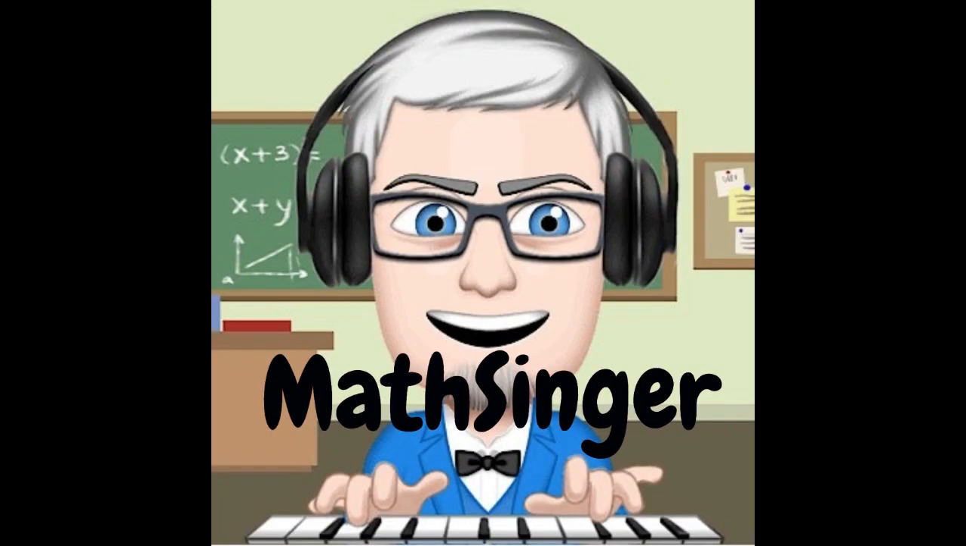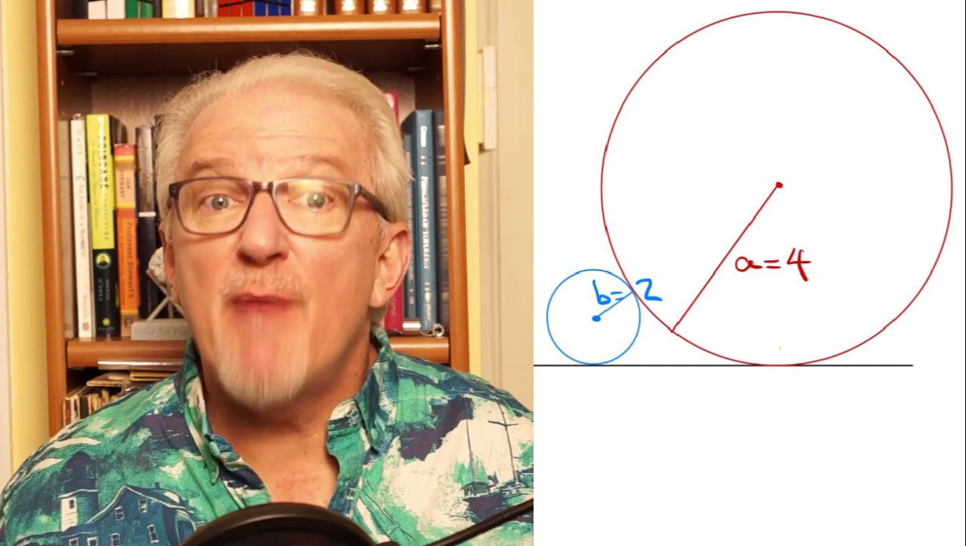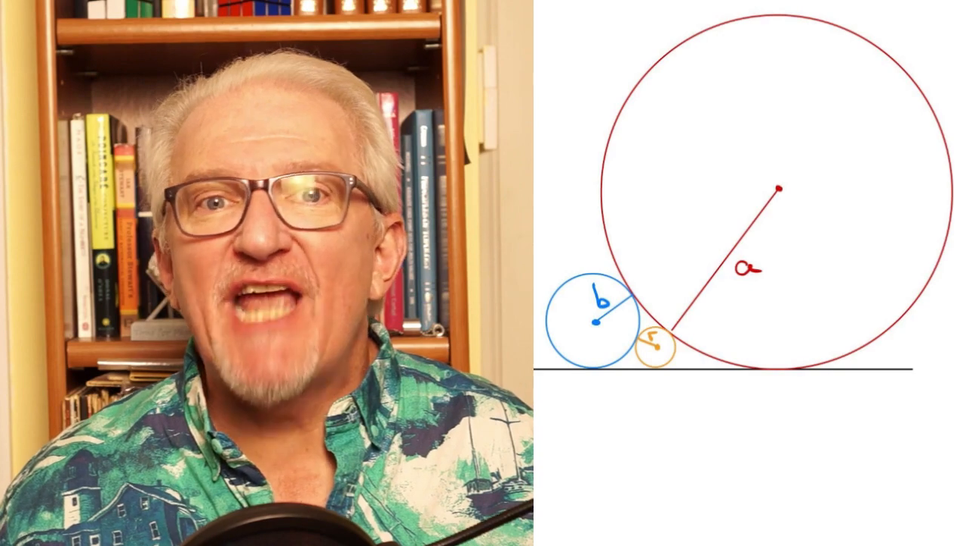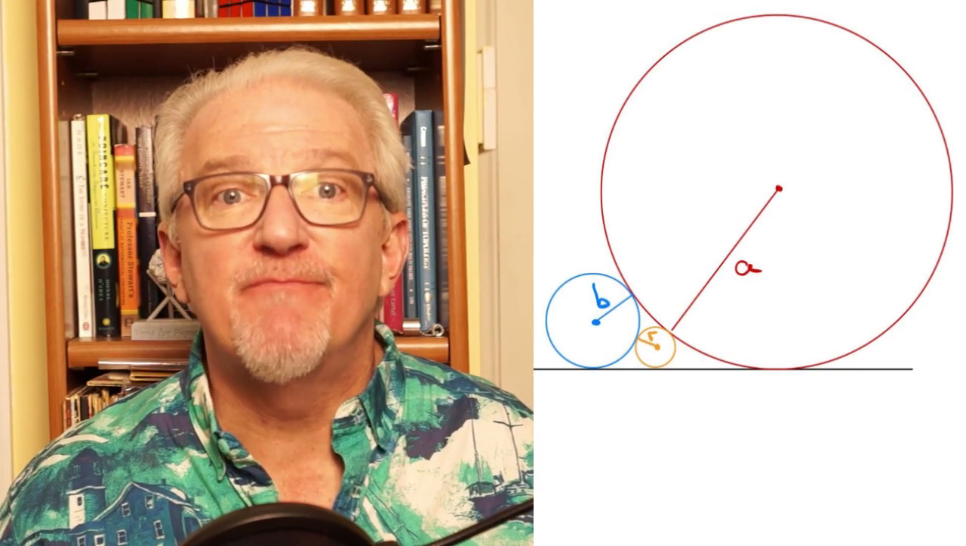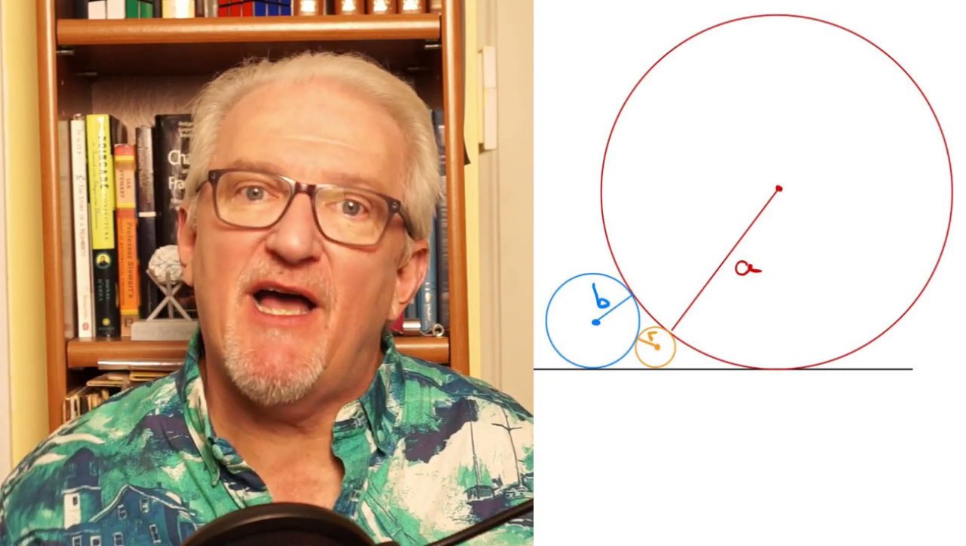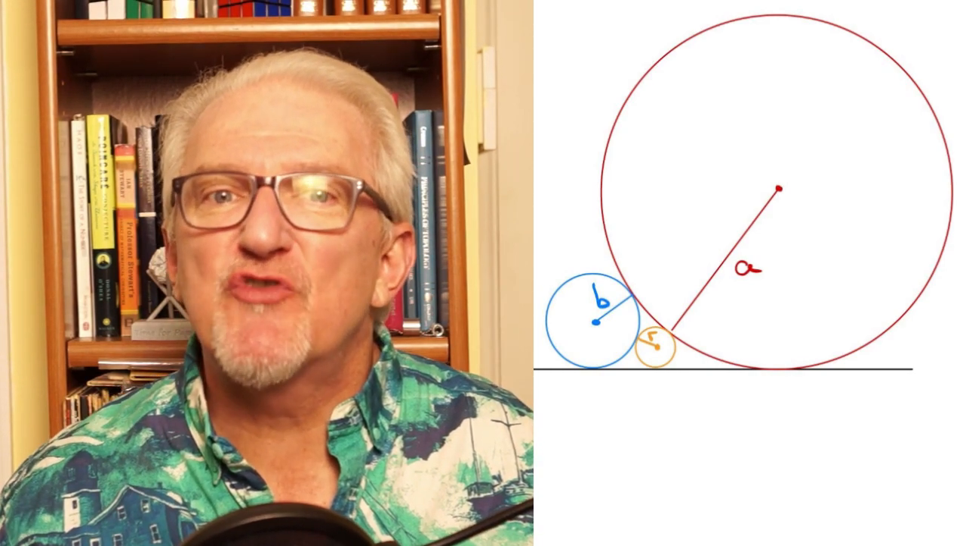Consider two circles that are tangent to a common line segment and to each other. Now, draw a third circle that is tangent to the line segment as well as to both the red and the blue circles. Can you determine the radius of the yellow circle in terms of the radii of the other two? I encourage you to hit pause and give it a try.